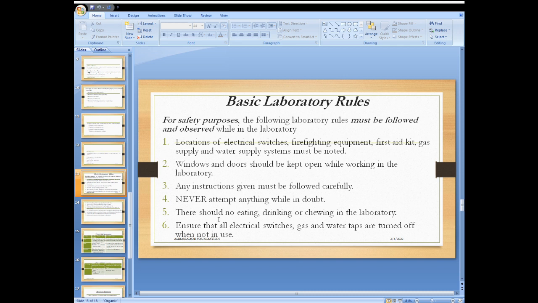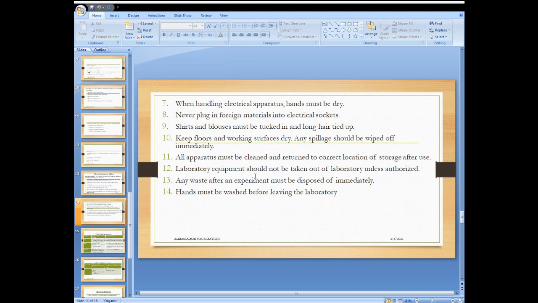There should be no eating, drinking, or chewing in the laboratory. Ensure that all electrical switches, gas, and water taps are turned off when not in use. When handling electrical apparatus, your hands must be dry. Never plug foreign materials into electrical sockets. Shirts and blouses must be tucked in and long hair tied up. Or if you cannot tie your hair, you cut it off.